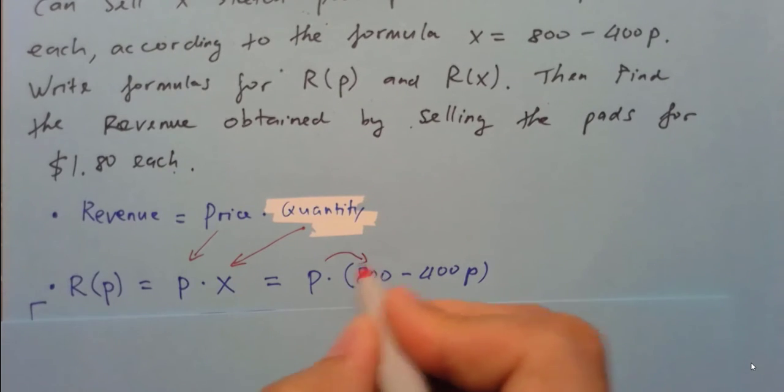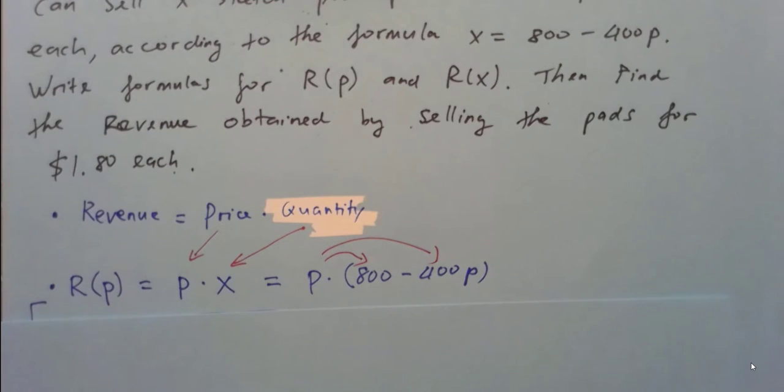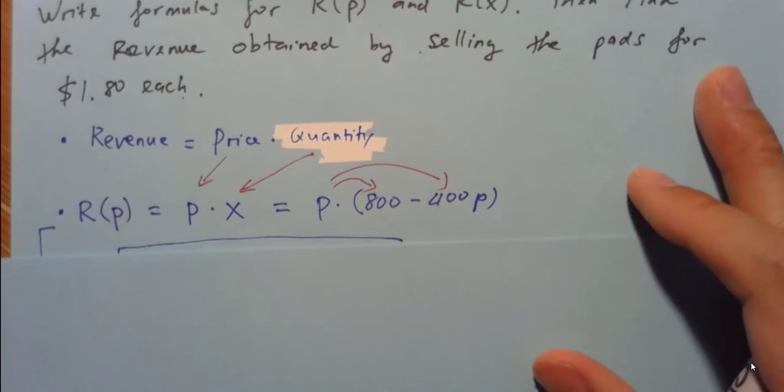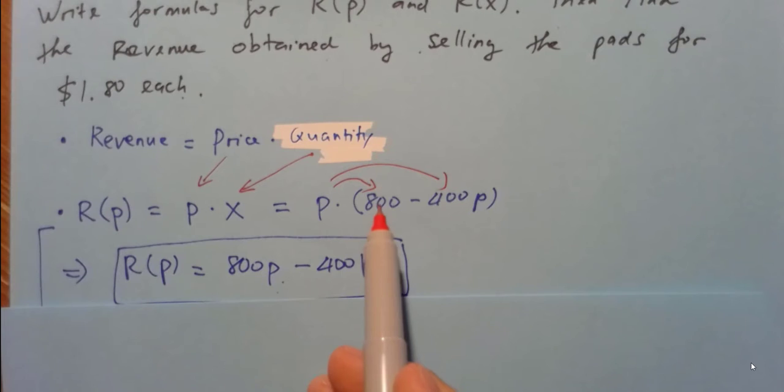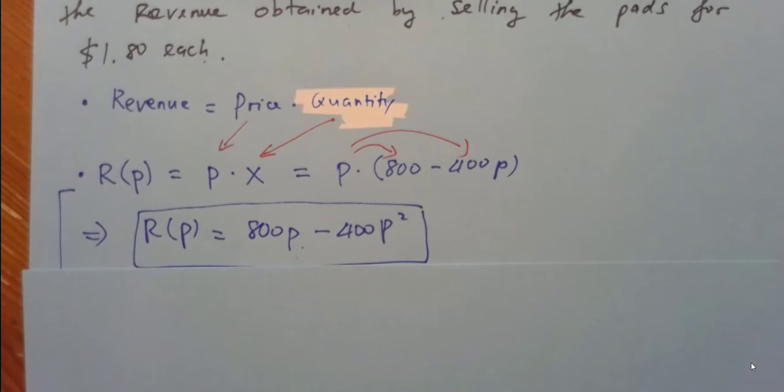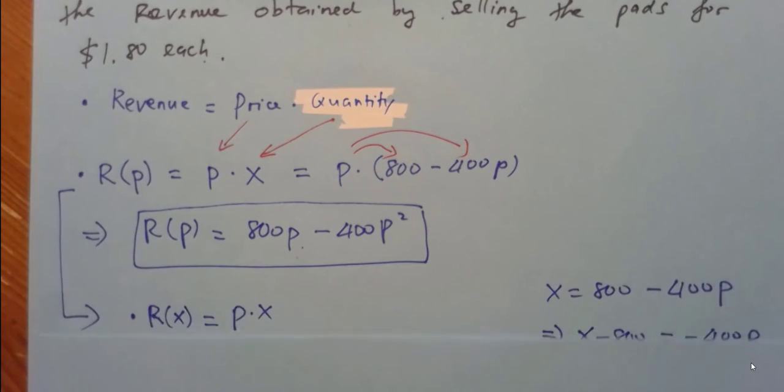So make the distribution here and also here to simplify the whole thing. So 800 times P minus P times P, P squared, keep the 400. So this is the revenue equation in terms of P, because we see that there's no X here, only P. The next question is we are trying to find the R of X now. So we just found R of P, and now it's time to find R of X.